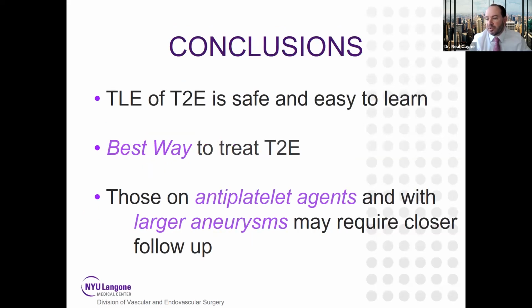So in conclusion, translumbar embolization of type 2 endoleaks is safe and I think very easy to learn. I do think as long as you can identify a nidus, that it is the best way to treat type 2 endoleaks. And those on antiplatelet agents and with larger aneurysm size may require longer follow-up.